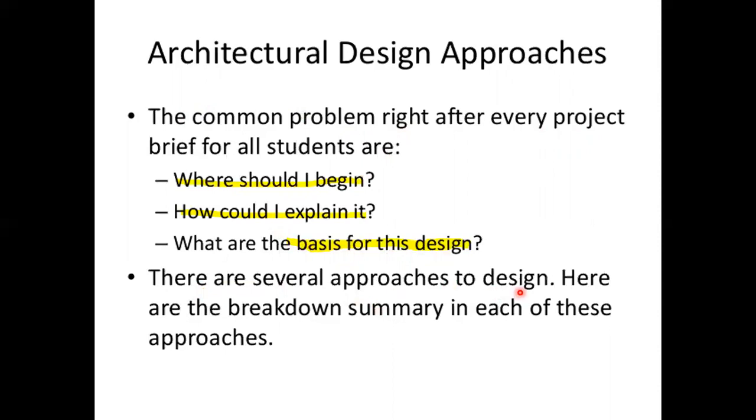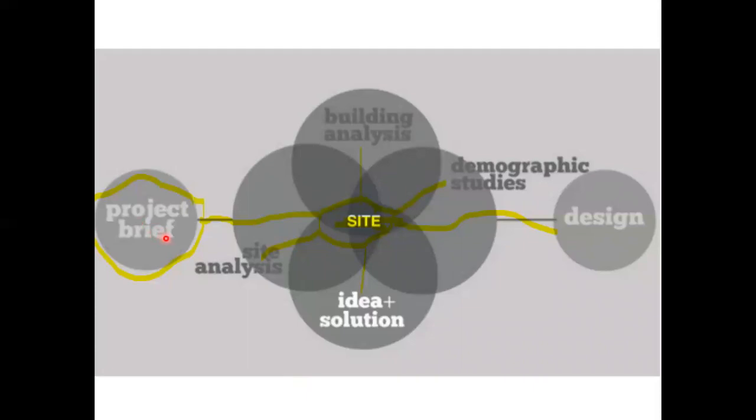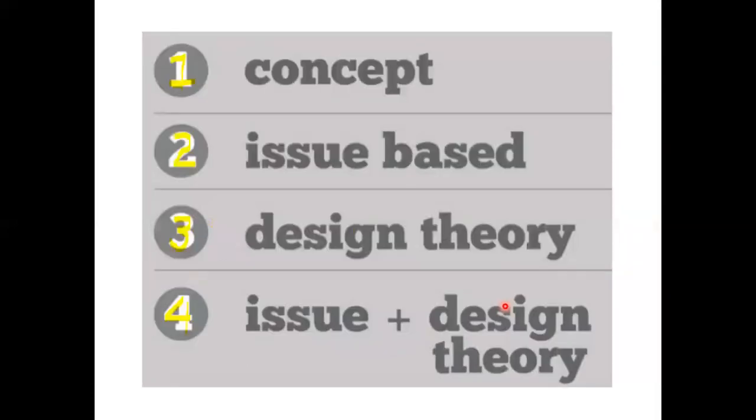There are several approaches to design. Let's break down. The first one is very simple: providing the project brief, analysis of the site and building, providing some nearby calculations, sizes. Then definitely after this, I am going to formulate my idea or concept and solution after combining all these features to ultimately get the final design of the building.